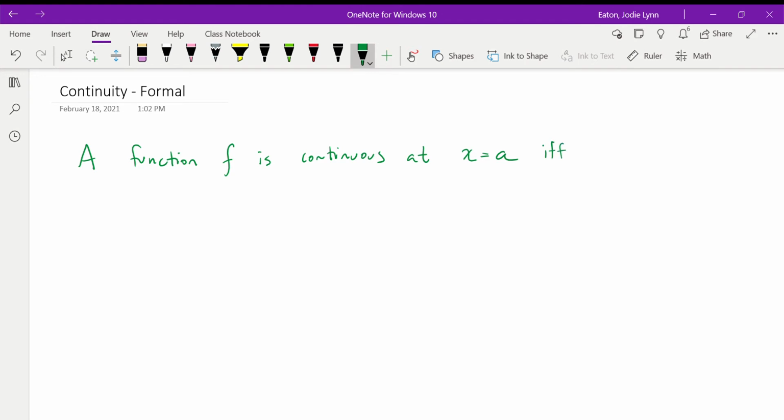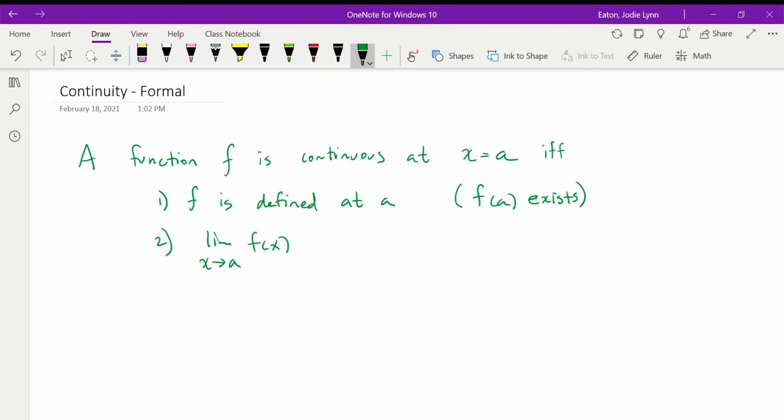If and only if, and this is called the three-part definition of continuity, so I'm going to give you three parts. So f is defined at a, which means that f of a exists. F of a has to exist. The second part is the limit as x approaches a of f of x exists. Okay?